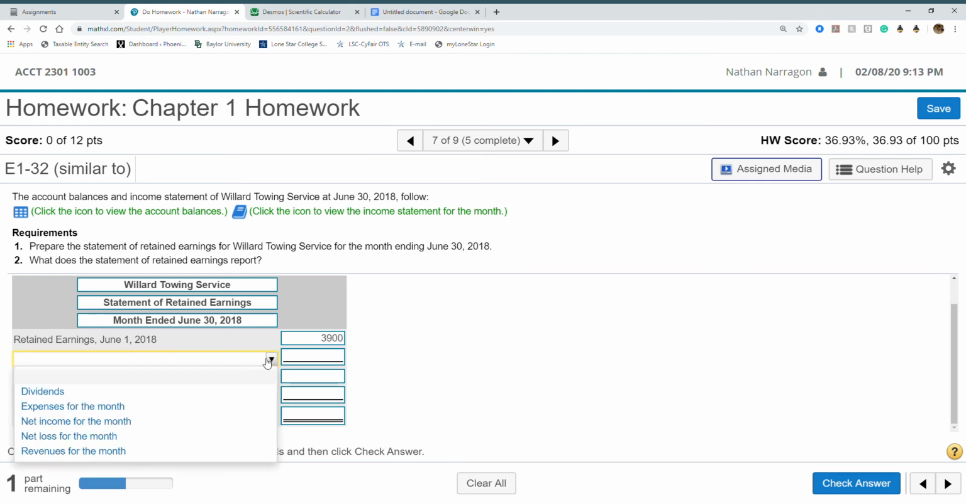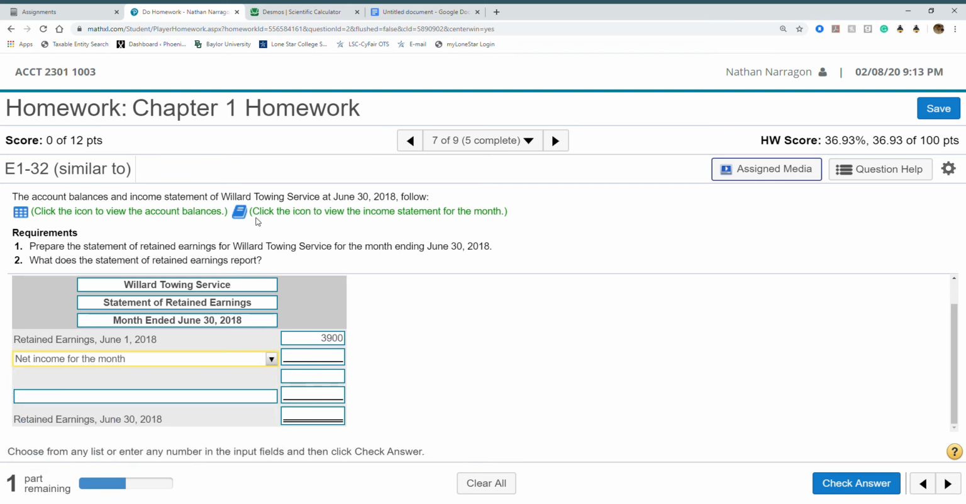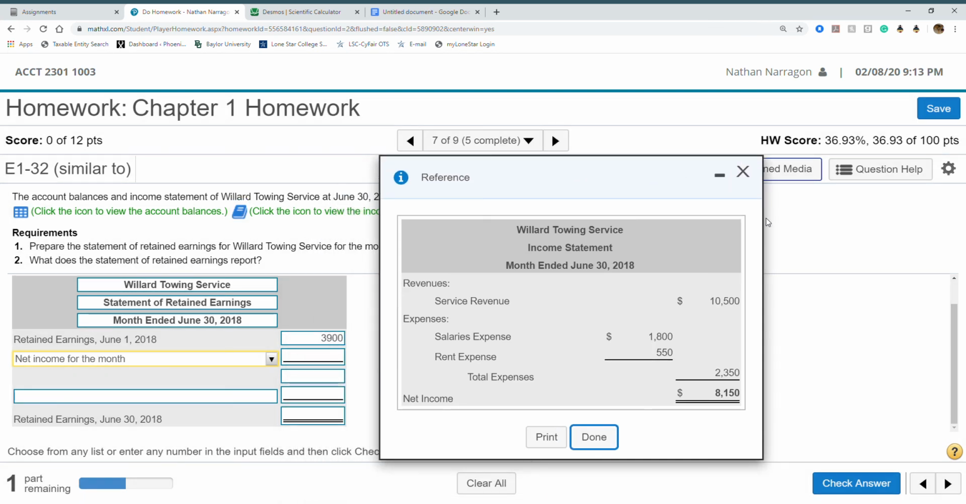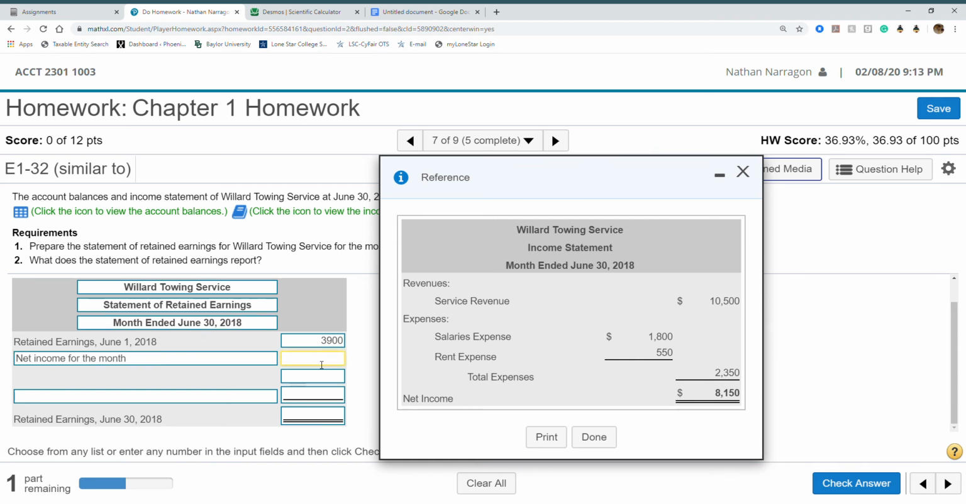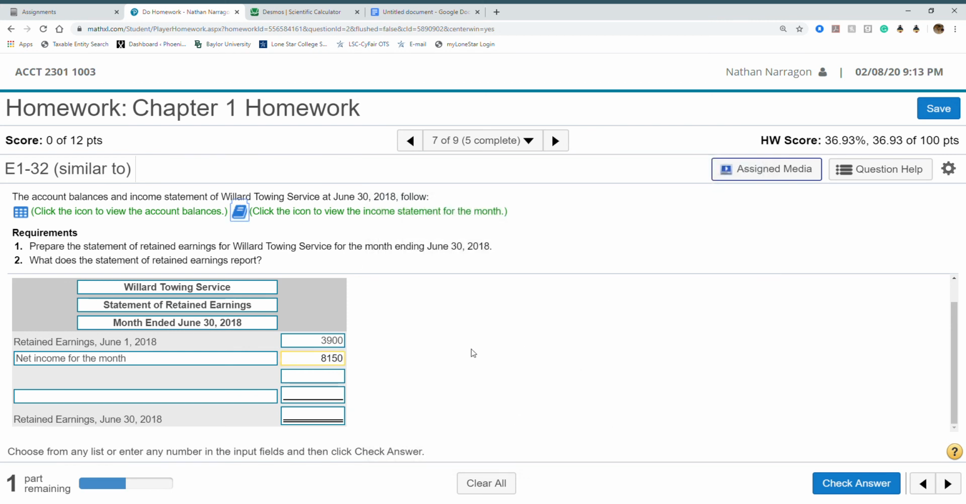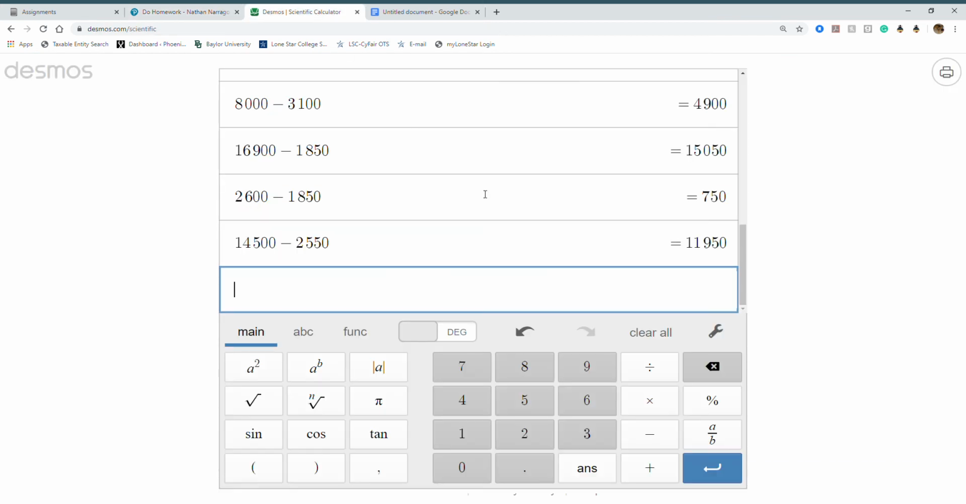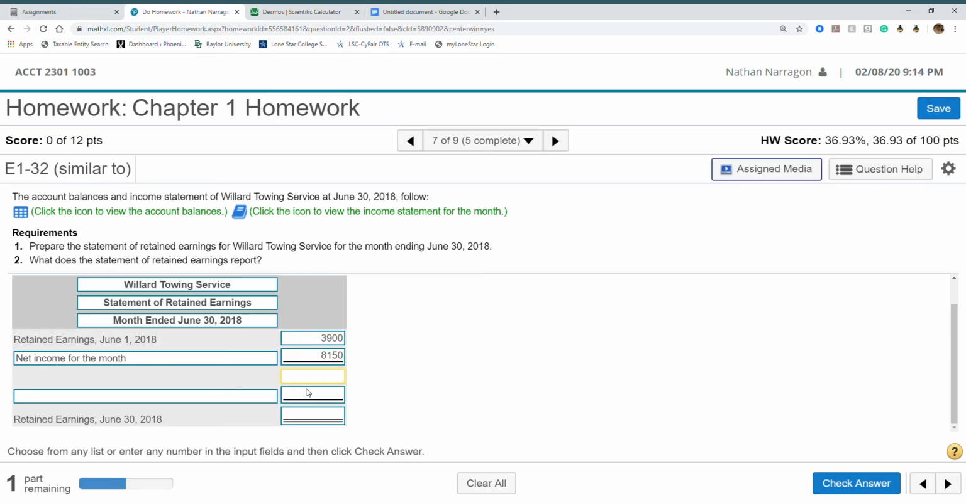Okay, next we add the net income, which we actually have to click the icon for net income. So I'm just going to say it. It's going to be 8,150. Okay, so click that icon to get to the net income, and then we just add the two. Equals 12,050.